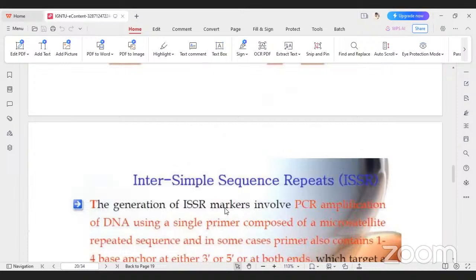Next, inter simple sequence repeats. Inter simple sequence repeats. Anything else about SSR directed PCR? In your book, I think ISSR is not given.